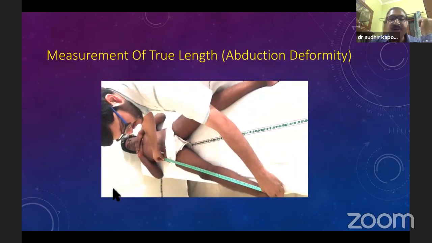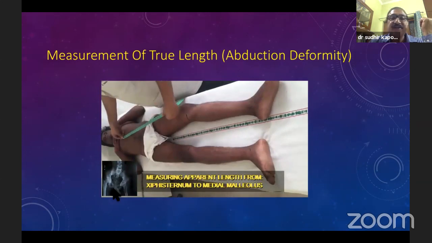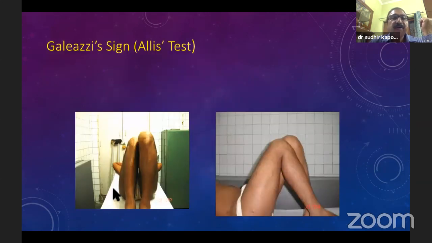I think I'll rush through the rest of the presentation. Now this sign will tell you grossly whether there is a shortening of the limb or not. The patient lies supine, the hip is flexed to 60 degrees and the knee of the affected side to 90 degrees, and look for the level of the two knee joints. If there is a shortening, the affected knee joint will be at a proximal level.